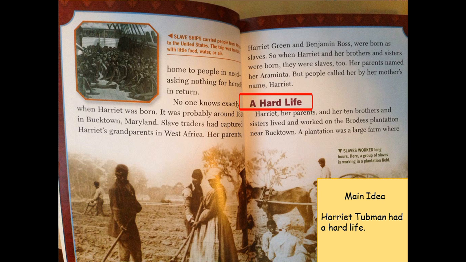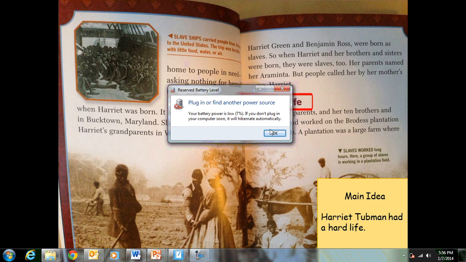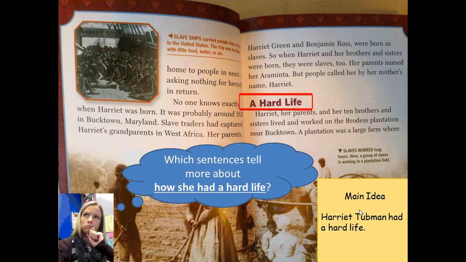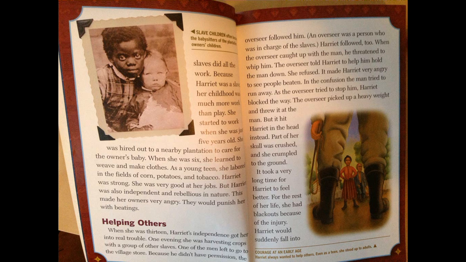So remember, in the last lesson, I used the subheading titled A Hard Life to identify a main idea that Harriet Tubman had a hard life. Now, as I reread, I need to think, which sentences tell more about how she had a hard life?